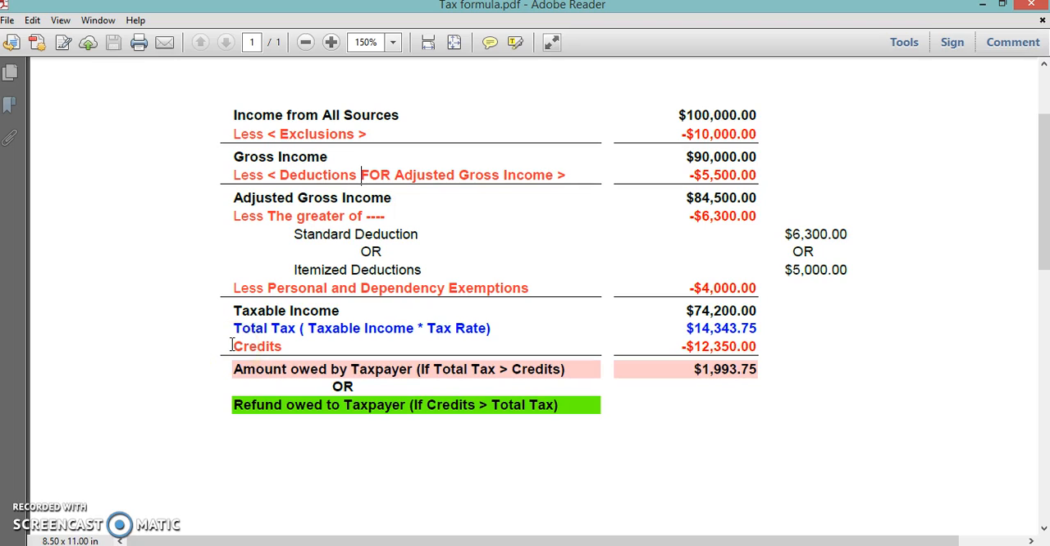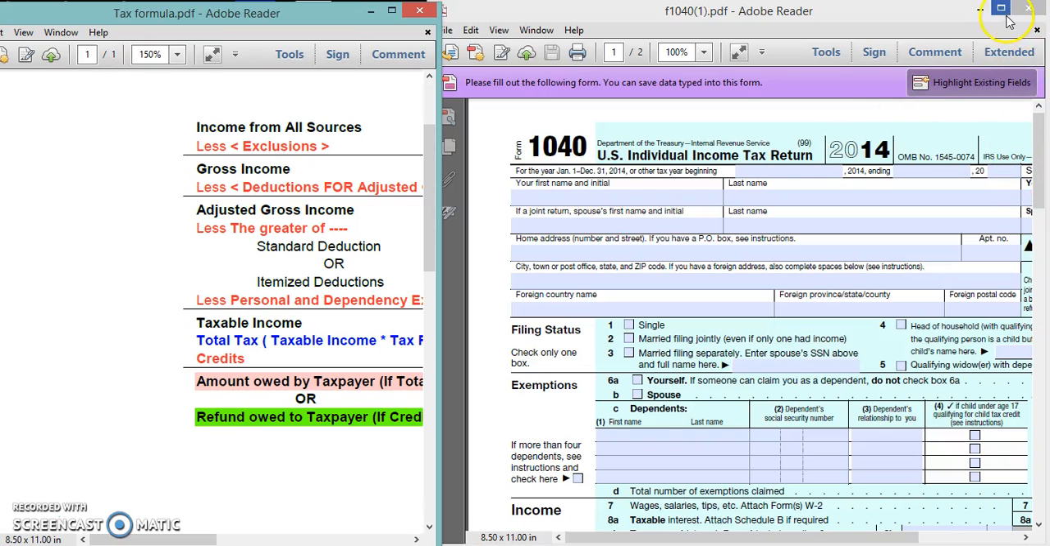Credits could be something like the earned income credit, or credits would just be payments you've already made, payments that are deducted from your W-2, payments that you make as you go through the year. So you compare the tax that's owed with the amount that was paid during the year, and you come up with either a tax liability or a refund that's due to the taxpayer. In this example, a taxpayer actually owes $1,993.75.